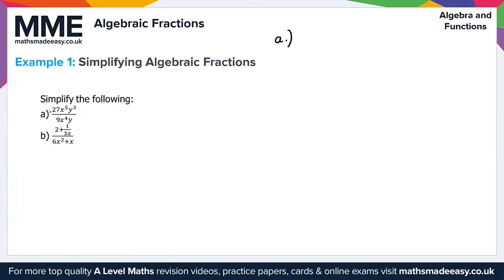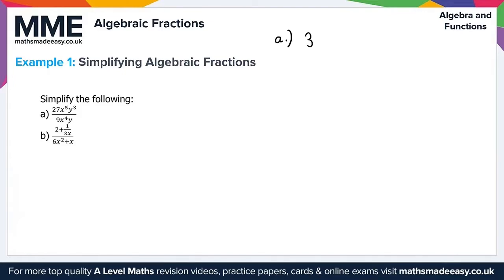I'm going to treat this as 27 over 9, x to the 5 over x to the 4, and y cubed over y. So first, ignoring the x and the y variables here and just treating this as 27 over 9, 27 over 9 would simply give us 3. Now dealing with the x here, so x to the 5 over x to the 4.